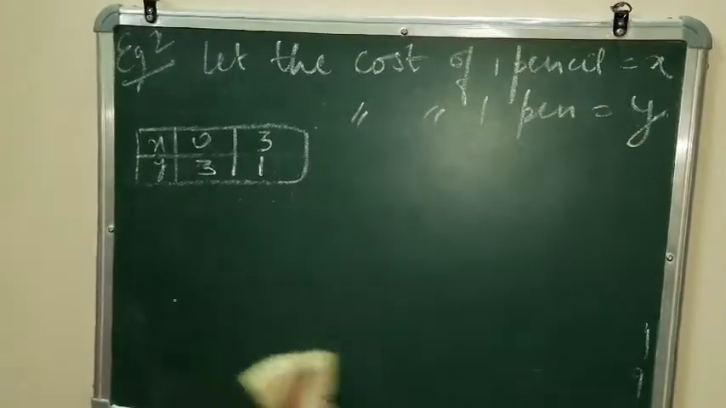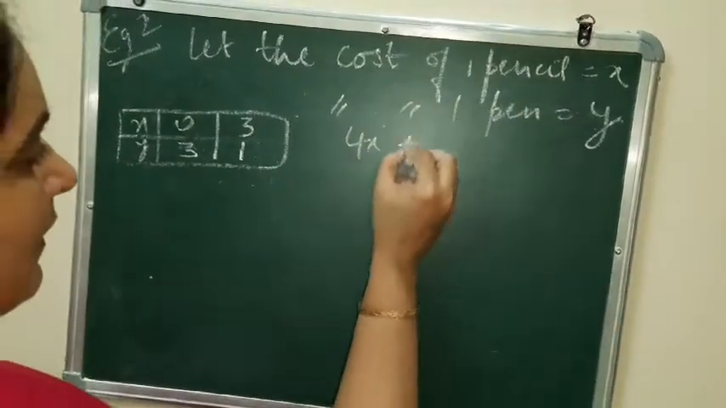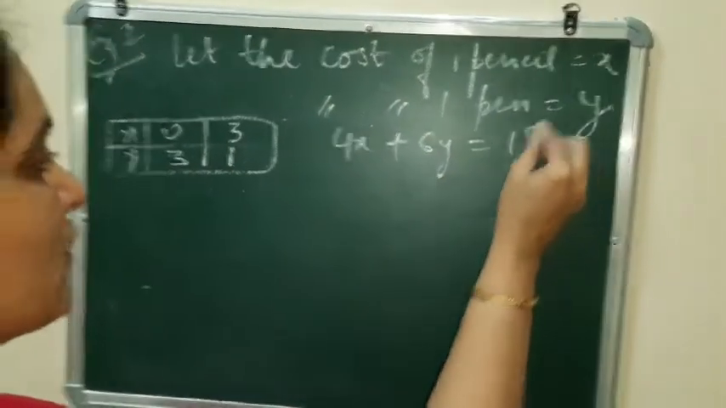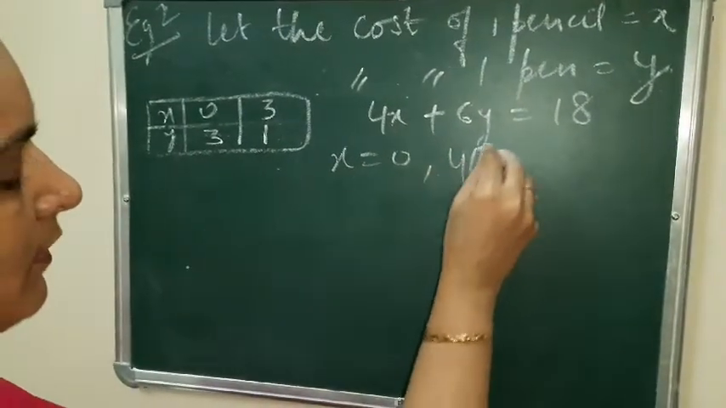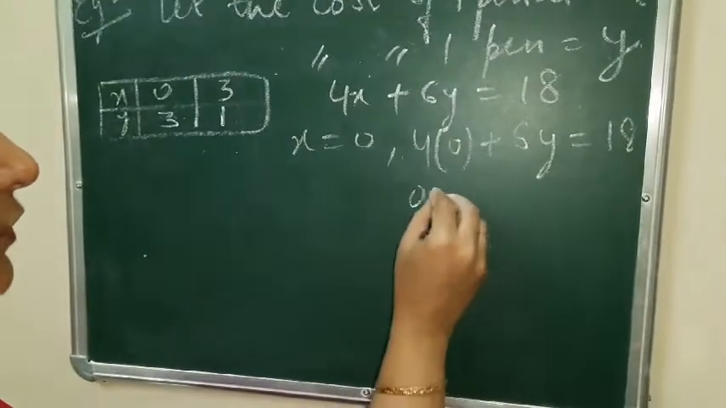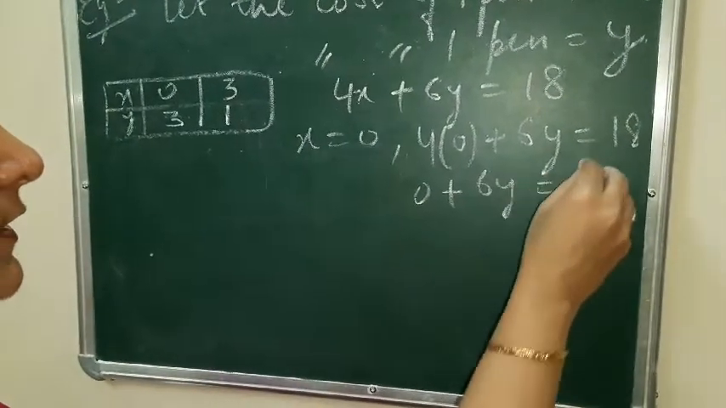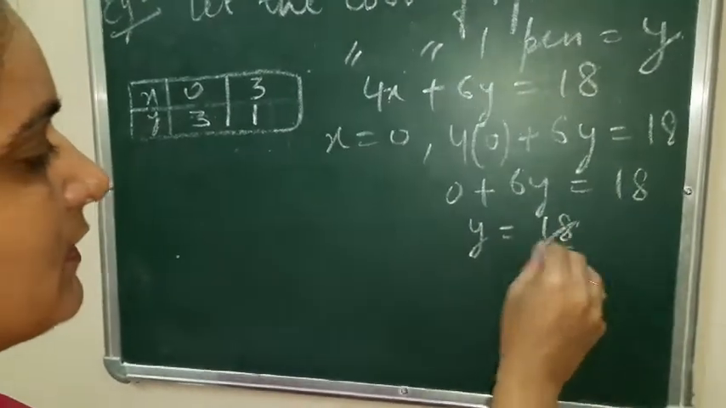Now my second equation was 4x plus 6y equal to 18. Let's find the solution for this also. Again, I take x as 0 first. When x is 0, 0 plus 6y is equal to 18. y is equal to 18 by 6, which is 3.